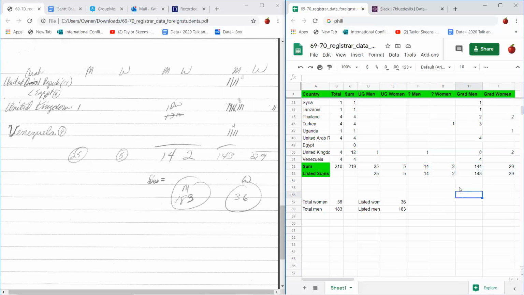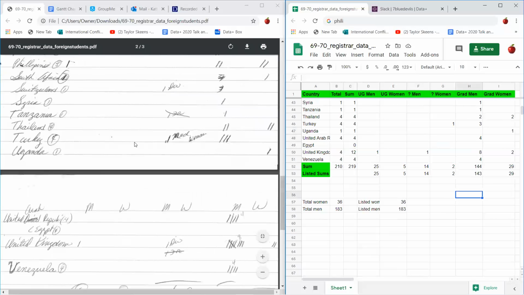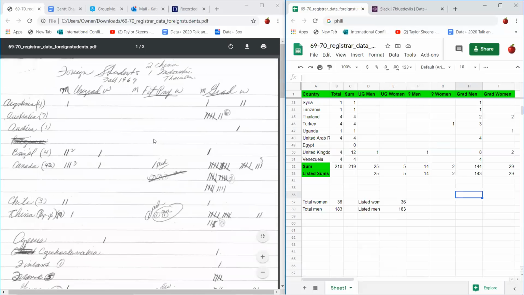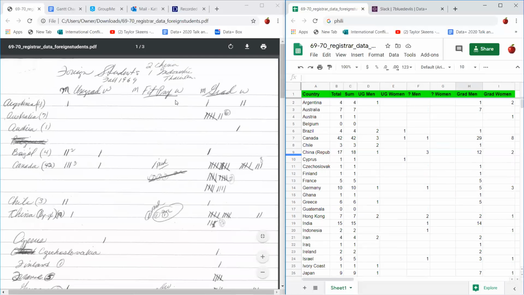I can't guarantee that everything's correct, especially since there appear to be some errors in the document itself. But I think it's as good as I'm going to get it. So now I just have to figure out what this fit proy means.